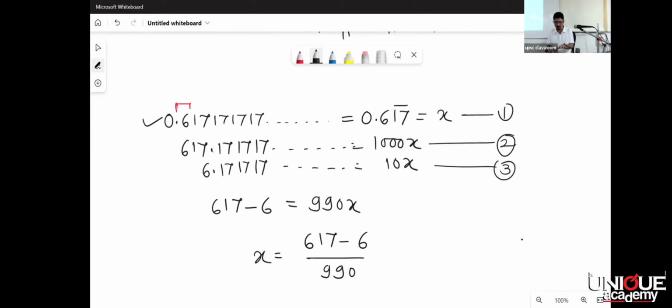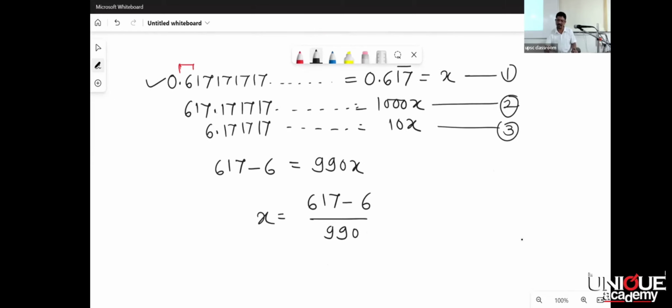Is it clear? Now in the numerator, first of all, get the number formed by all the digits in the decimal part. That is 617. Minus the number formed by the digits which are not repeating, that is minus 6. So finally it will be 611 upon 990.